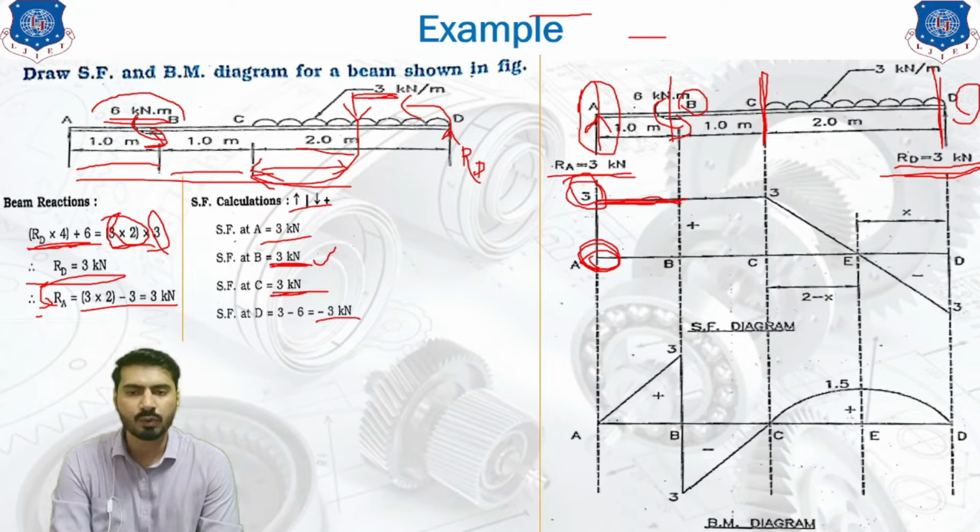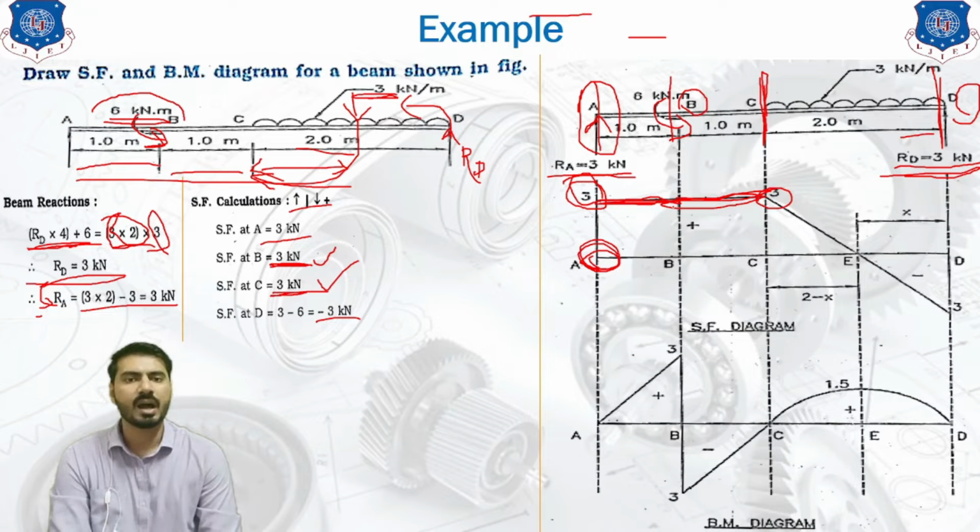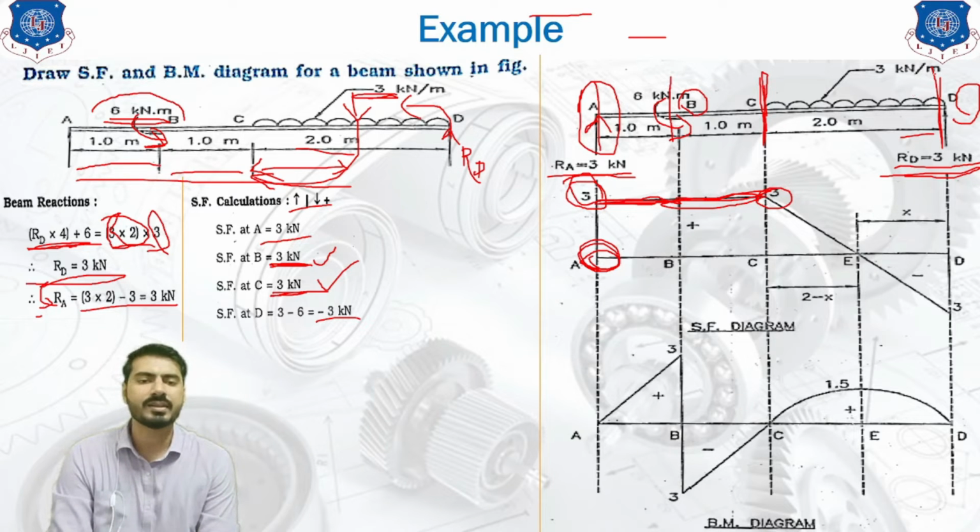So we will move forward up to the C point. At C point also, we are getting the same value of shear force, that is 3 kilonewton. That is why we are representing the value of shear force at C as 3. So up to C point, there is no UDL. That's why we have connected it using the horizontal line. Now we are going to move forward up to the point D.